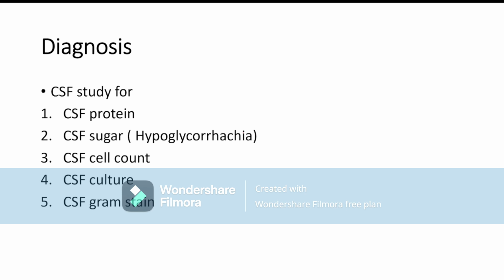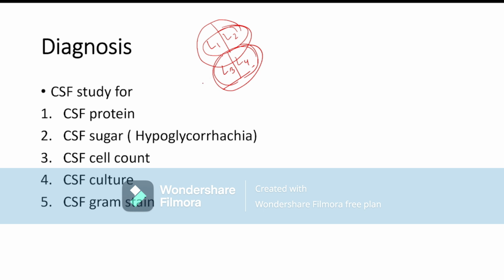Now come to the diagnosis part. So diagnosis is mainly done by CSF study. So the first and foremost examination we have to do is the CSF study. In adults, we have to take the CSF between the lumbar 3 and lumbar 4 vertebral spaces. But in the case of neonates, we have to take the CSF from higher up, that means lumbar 1 to lumbar 2 spaces. In between lumbar 1 and lumbar 2 vertebrae, we have to take the CSF.